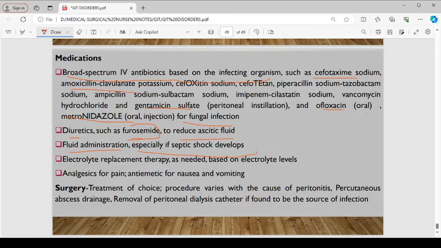peritonitis. Guys, that wraps up our presentation on GI disorders.